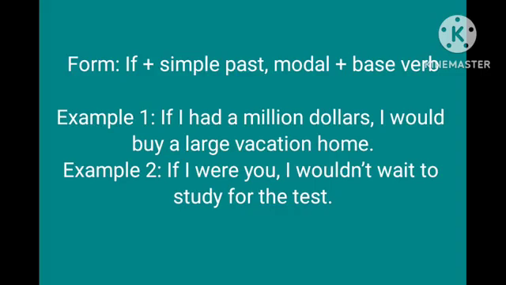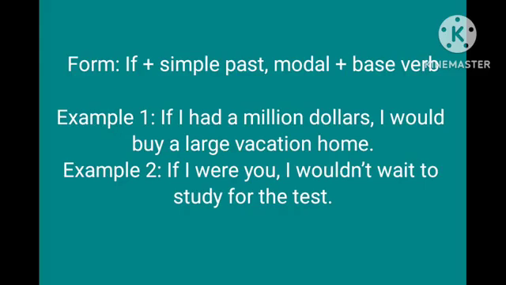Example: if I had $1 million, I would buy a large vacation home. If I had $1 million, if I had, simple past. I would is the modal verb, buy is the base verb. So I would buy a large vacation home. This is conditional sentence type 2, or second conditional. If I had $1 million, I would buy a large vacation home. It's hypothetical. It's unlikely to happen.